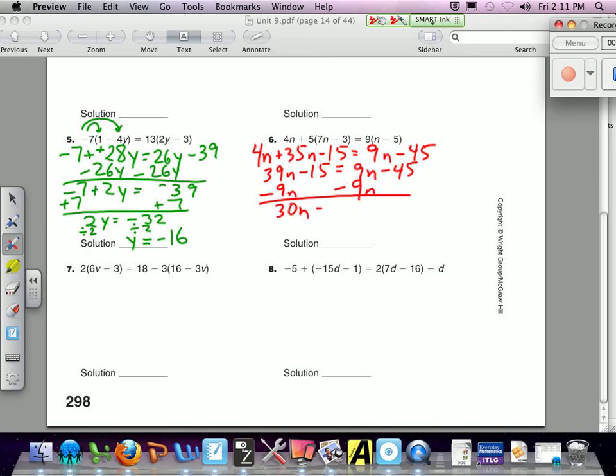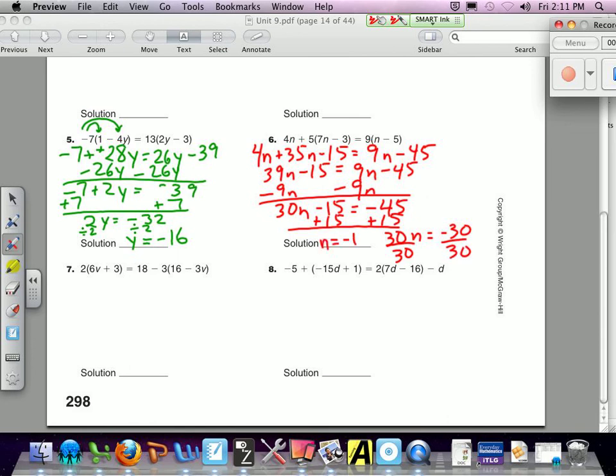Add 15 to each side. We get 30n equals negative 30. Divide by 30 on each side. Our solution is n equals negative 1. And again, you can plug it in to double check it. I'm going to pause this for a moment.